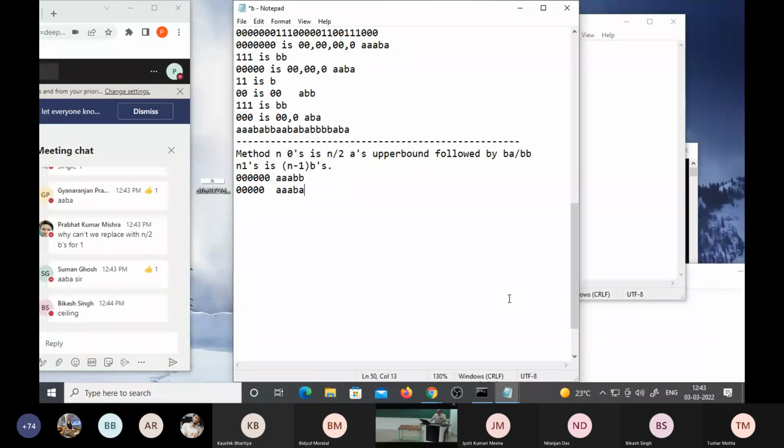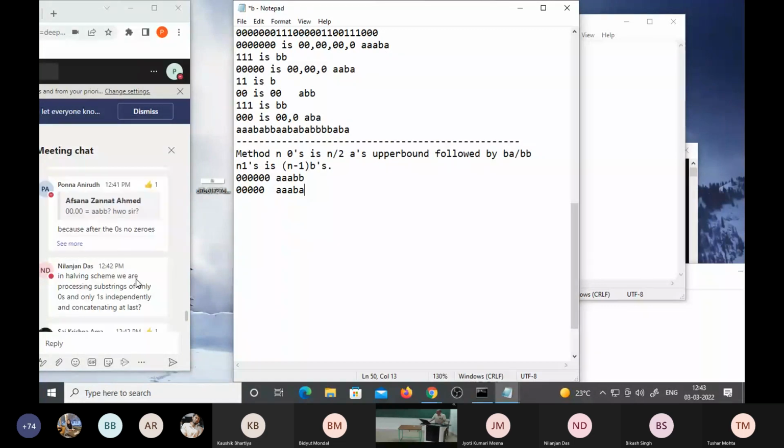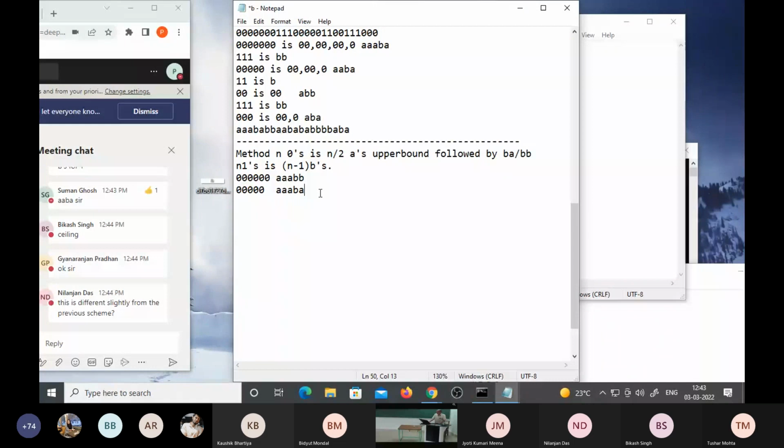Yes, ceiling. What is the problem now? Ask your question now. That is correct. Slightly different, because in that scheme, single zero was not codable.